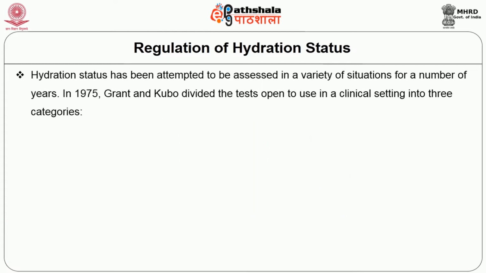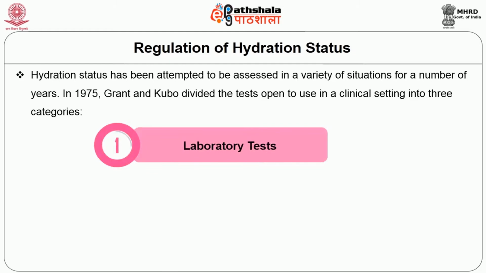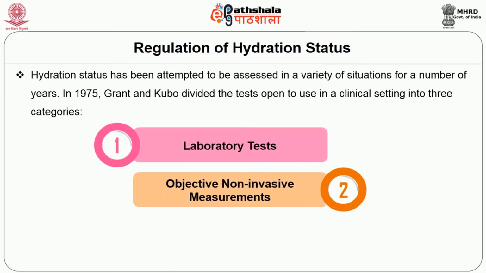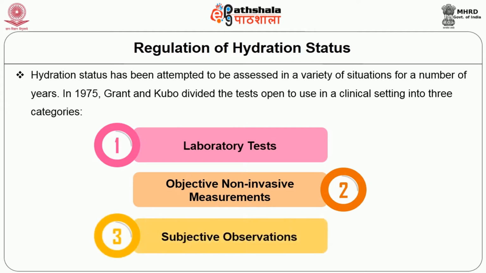Hydration status has been assessed in a variety of situations for a number of years. Earlier, in 1975, Grant and Kubo divided the tests available for use in a clinical setting into three categories. The first is laboratory tests, the second is objective non-invasive measurements, and the third is subjective observations.